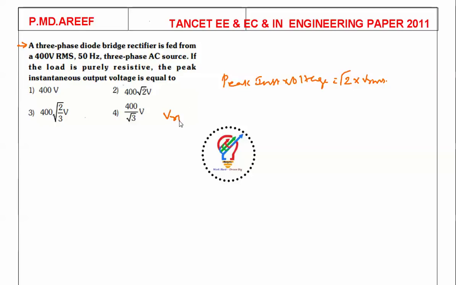So we know the formula, V RMS is equal to Vm by root 2. So Vm is equal to root 2 into V RMS. That formula we are going to apply here: root 2 into 400 volts RMS. So the answer will be 400 into root 2, and the units are volts. Okay, so we'll move to the next question.